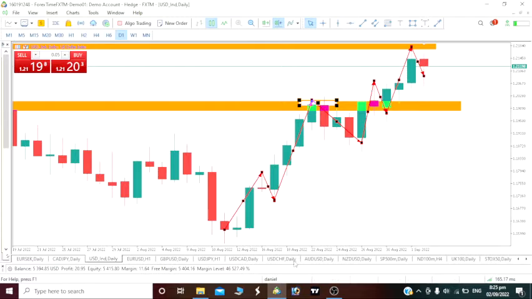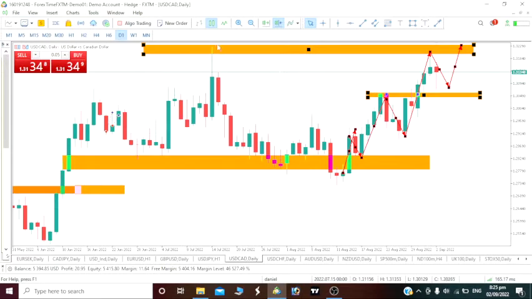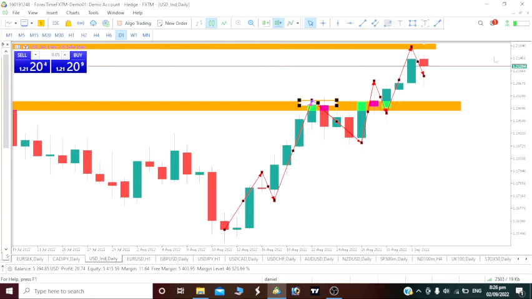The same thing with our USD CAD. There was a previous high, this area here, liquidity, a huge candlestick wick here. So price hit it and we had a correction. What are we expecting? A bullish move again. Same thing with our USD index.